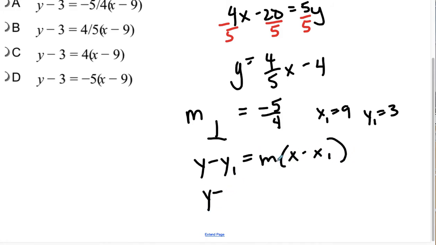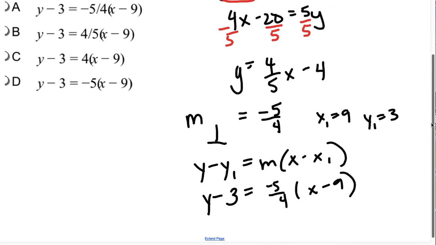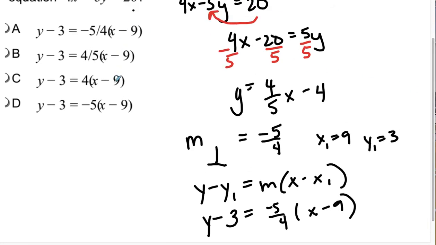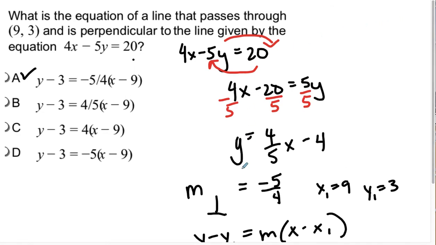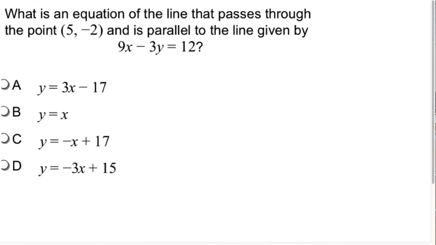So I'm going to just write down what I know and substitute y sub 1 equals 3. M now is negative 5/4, right, because it needs to be perpendicular. And now this is x minus 9. So these are all in point slope form, and all I have to do now is match it. And it looks like the answer here is letter A. Okay, so that's how you write a line that's perpendicular.